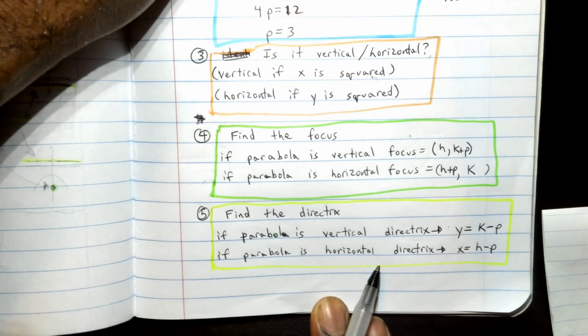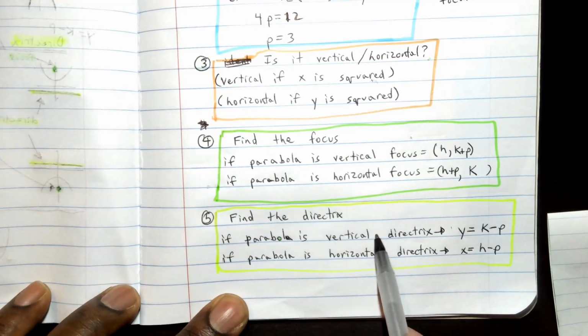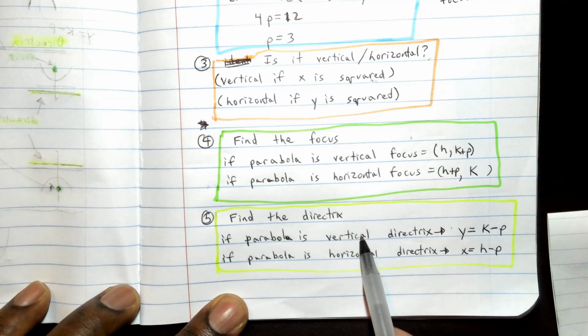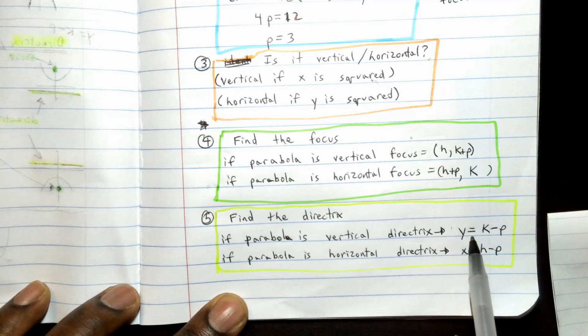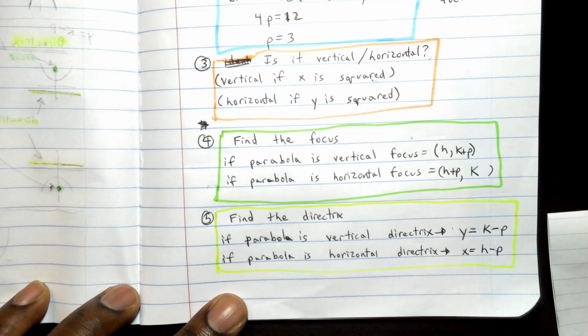So if we wanted to find the directrix, we're going to do the same thing. First of all, figure out if we have a vertical or a horizontal parabola, and then just use these two equations. Whatever k is, subtract p from it. Whatever h is, subtract p from it, and that will give us our directrix.